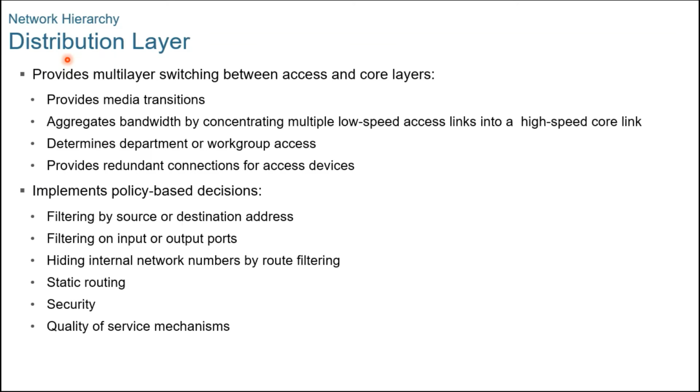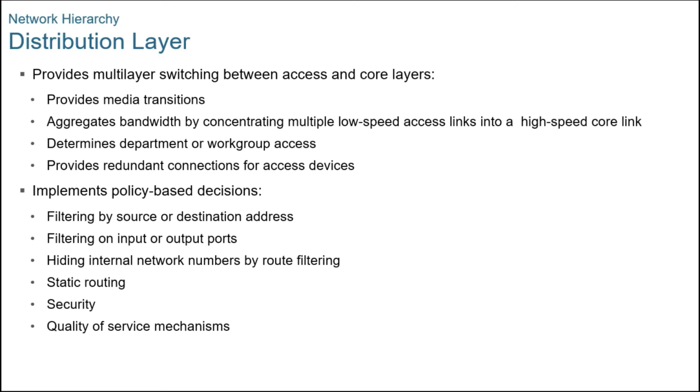Let's talk about the distribution layer. This section describes distribution layer functions and the interaction of the distribution layer with the core and the access layers. So the role of the distribution layer, basically, is that it represents both a separation between the access and the core layers and a connection point between diverse access sites and the core layer. The distribution layer determines department or workgroup access and provides policy-based connectivity.